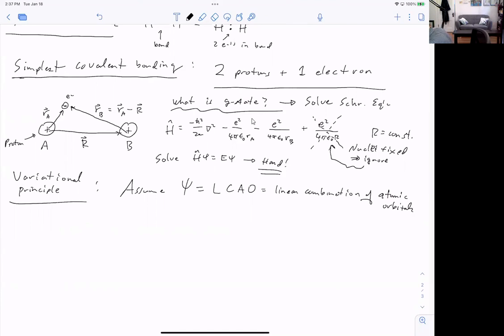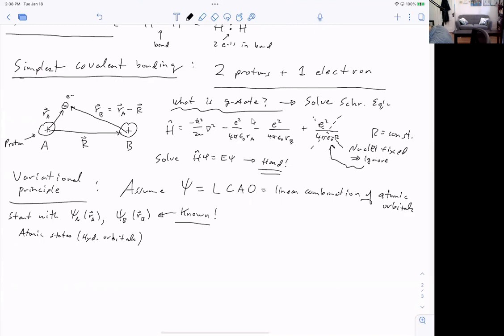And so what that means is that we start with a wave function psi A of R A, and another atomic wave function centered at proton B, which is psi B. So we assume that we know these two states, where these are atomic states, like hydrogen wave functions, hydrogen orbitals. So let's start with these known states. These are known.